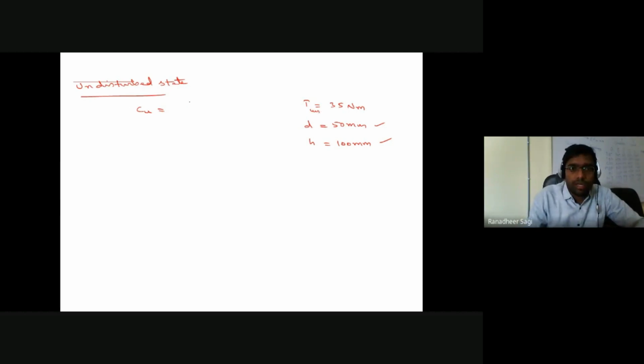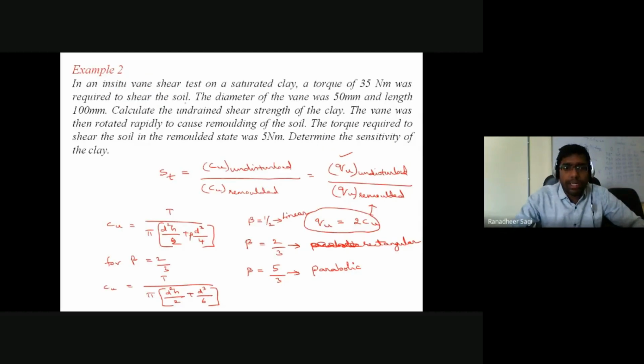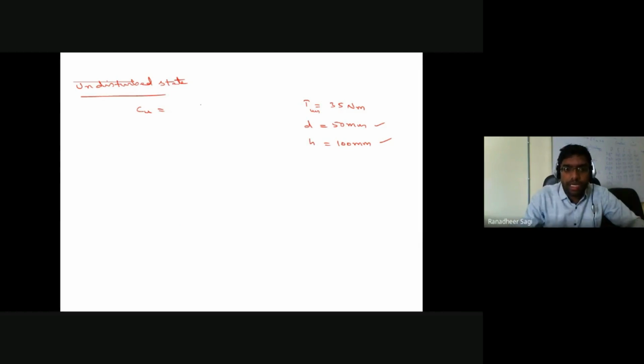Right. So let me go on to substitute your values into the expression. My expression for Cu is T by pi into d square h by 2 plus dq by 6. So I'll go on to substitute into this expression. T is 35 Newton meter divided by pi into d square h. Okay. So d square h, what is d? D is the diameter, which is 50 mm, which I can substitute as 0.05 in terms of meters.